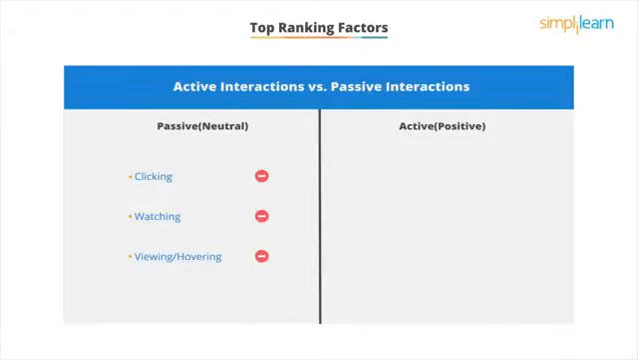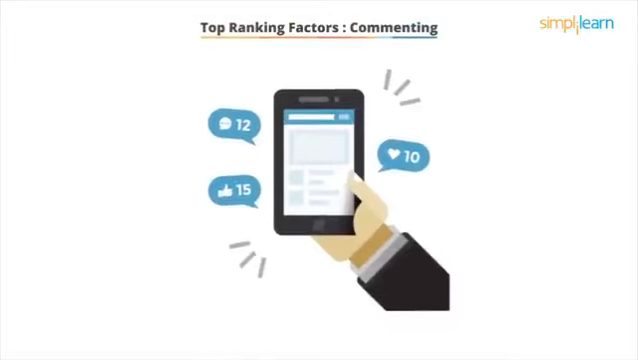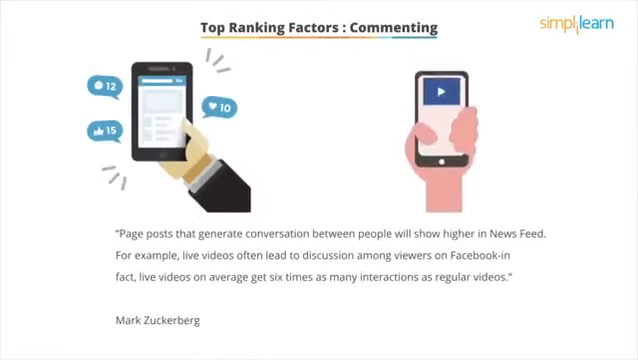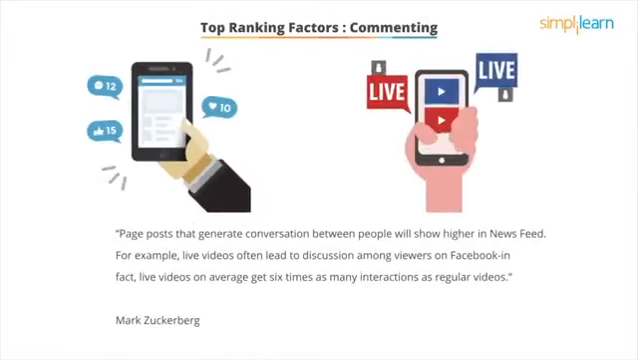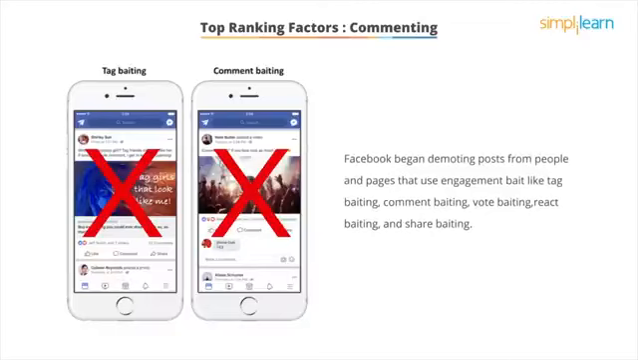In the new algorithm, Facebook now looks at 3 interactions: commenting, sharing and reacting. Commenting is at the core of the updated Facebook algorithm. Posts that will lead to high volume of comments will show high in the newsfeed. These are the posts that generate conversations between people. Comment baiting is definitely a no-no in Facebook these days. Facebook will demote posts that use engagement bait like comment, vote, react or share.